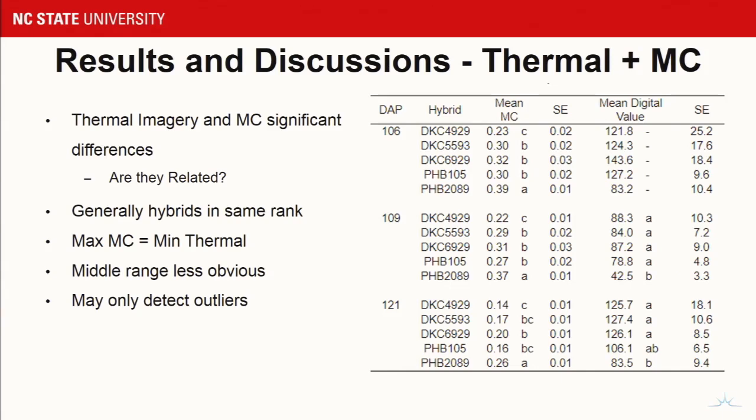What happens, though, when we compare that to the actual moisture content that we measured of this grain crop? We start seeing that there's a bit of a pattern here: the maximum moisture content equals the minimum thermal value over the flights where we saw significant differences.